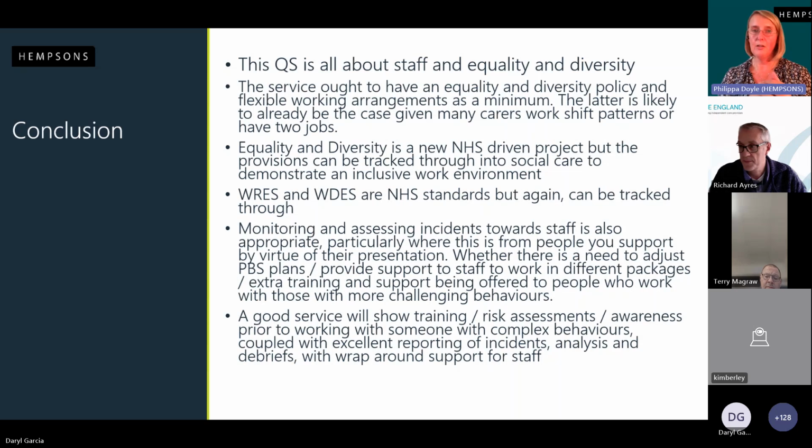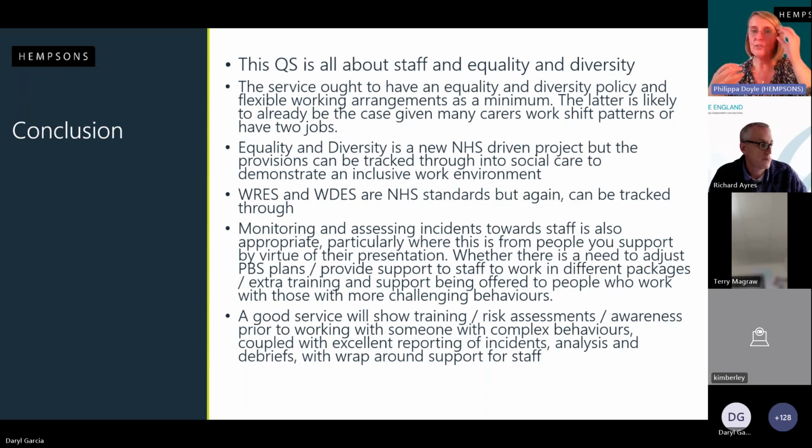It's a very big project that's going on across the NHS, but it can absolutely be tracked through into social care to assist in demonstrating that really inclusive work environment, particularly where we've got so many overseas workers working within different social care providers. Being a really proactive organisation and being really hot on equality and diversity and your policies and procedures, and using those NHS standards, but tracking them through into your organisation is going to sit really well in terms of supporting people and then feeling supported and having the right culture within the organisation, but also ticking those boxes and getting those CQC standards as well.